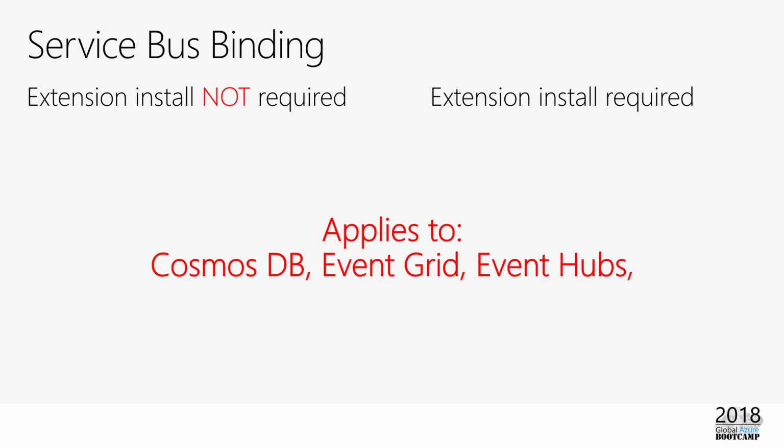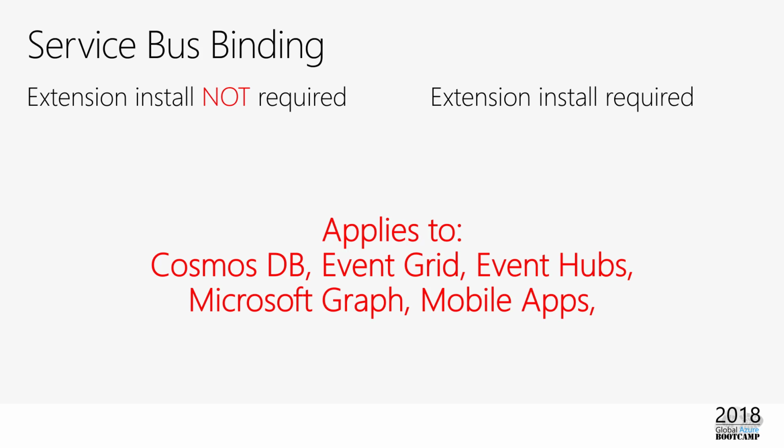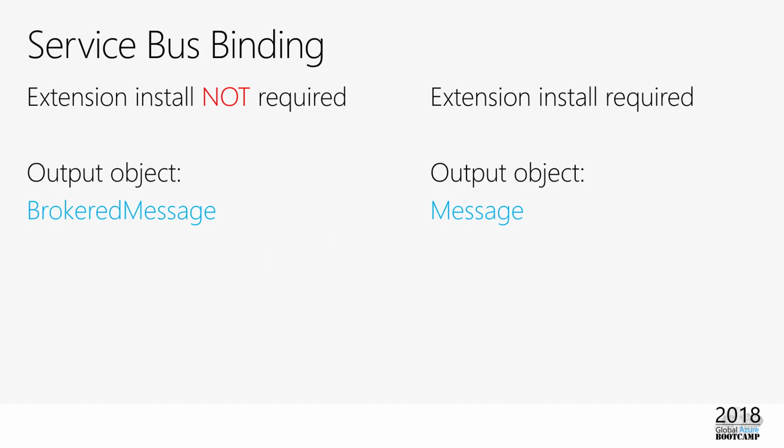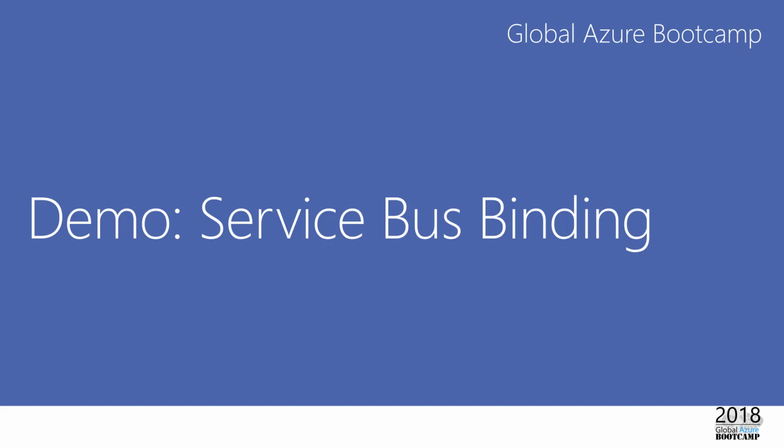So there are many other extensions like Cosmos DB, Event Grid, Event Hubs, Microsoft Graph, Mobile Apps, Notification Hubs, SendGrid, Service Bus, and Twilio. Those triggers require installing extensions on the version 2 side. Okay. And the main difference in the Service Bus output binding is that in version 1, it uses brokered message, but in version 2, it uses message object.